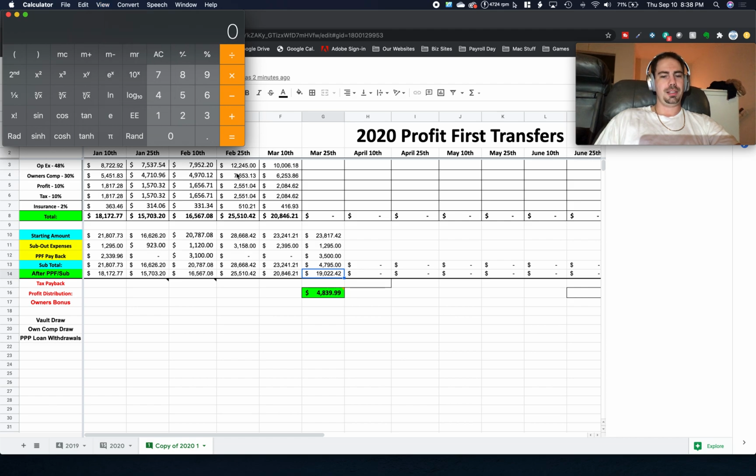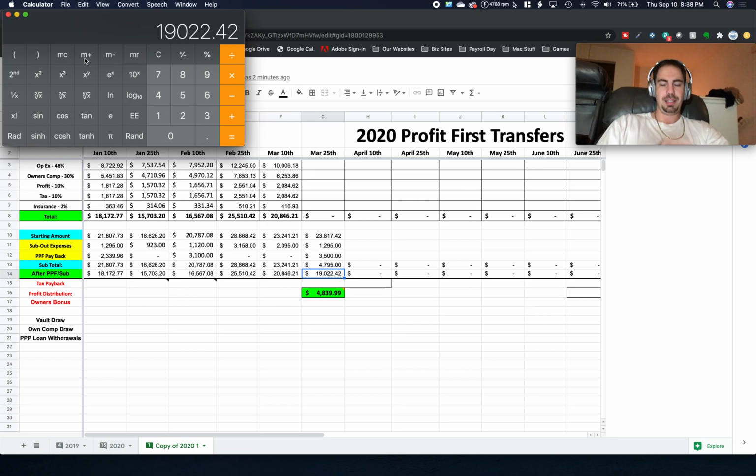The reason I do this is because I don't like to have to enter my total over and over and over again to do all my multiplications. So all we're going to do here is enter in our after-expense total, essentially after these two big expenses, so we have $19,022.42, and I'm going to hit memory plus. It is going to save that. And now I am free to do my multiplications.